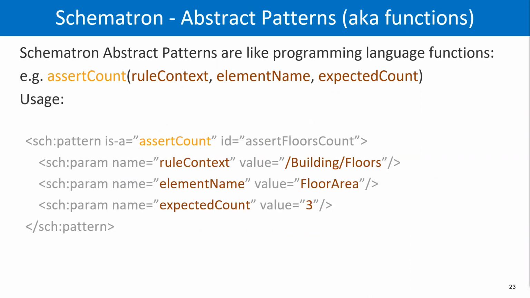Next slide. So this is how you use it. This is how we call the function. We provide SCH params with the name and then value. So here, for instance, we're using it to assert that there are 3 floor areas. So we're saying look inside of floors and then look for the floor area element, and there should be 3 of them. That's pretty much it. It's pretty simple.